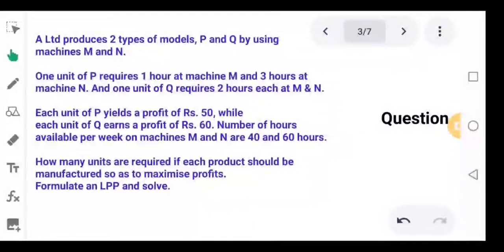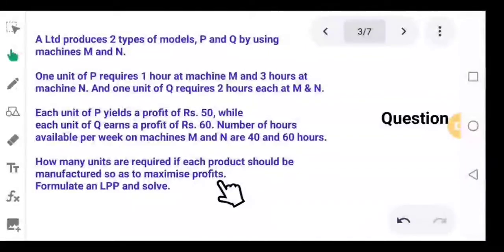And the constraint in this case is 40 hours and 60 hours. 40 hours at machine M, 60 hours at machine N. And then they're saying how many units are required. They're asking how many units are required if each product should be manufactured so as to maximize profits. So they're asking how much of P should be produced, how much of Q should be produced so that you can maximize your profit. So your aim here is to maximize profit.